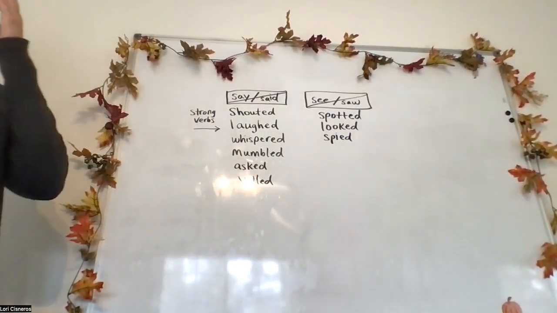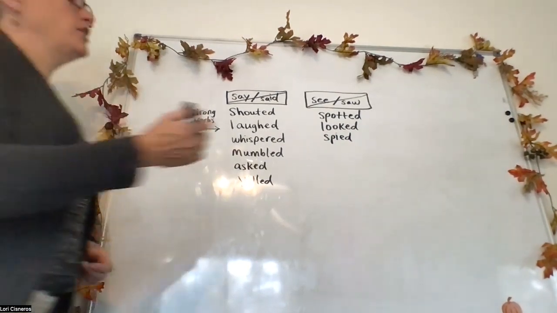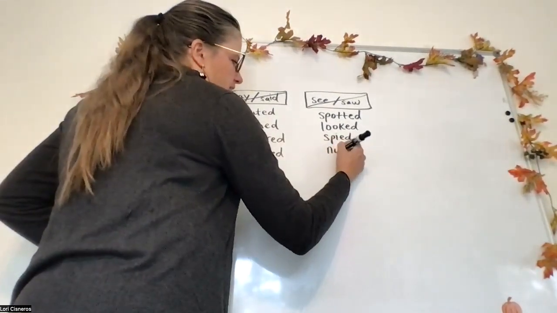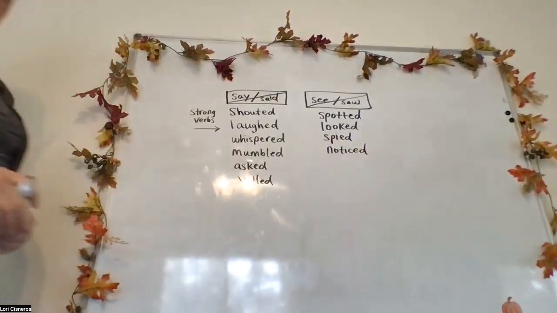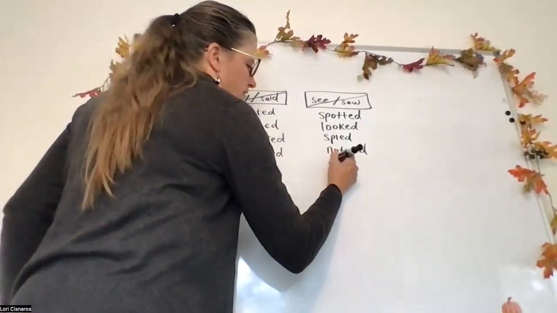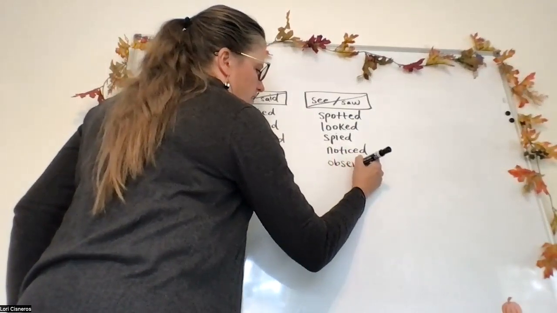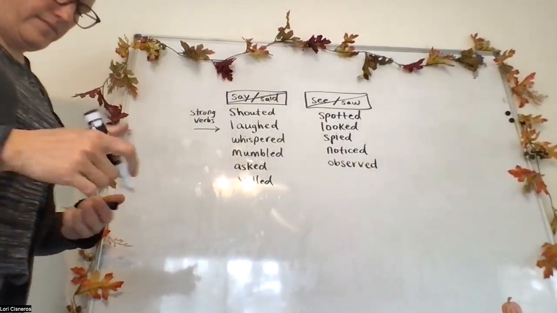Spied. I spied a fox. Can I say it? Yes, you can. Noticed. That's another good one. Okay, what's another one, Juliana? Observed. Observed. Yeah, high five. You have five.